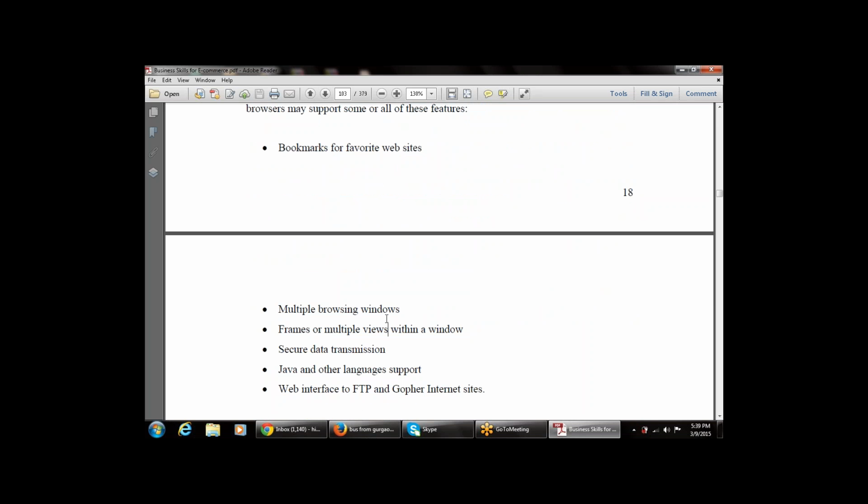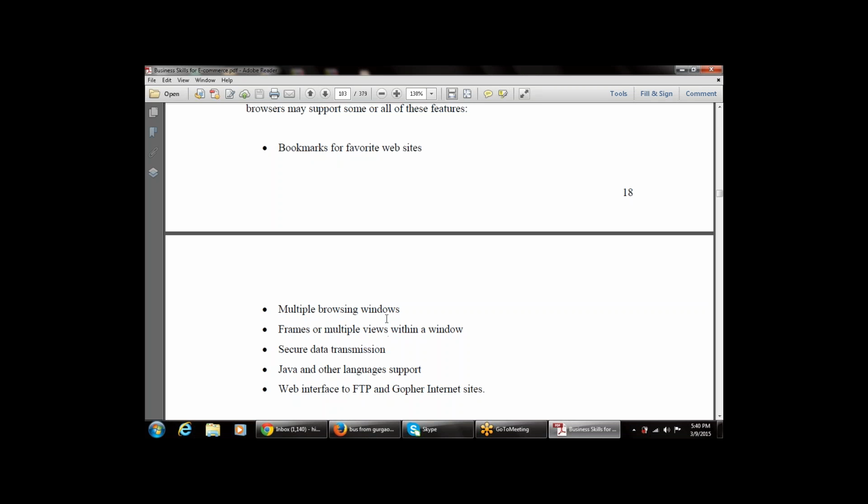Then the next feature, multiple browsing windows. At the same time I can open and browse multiple windows. The next feature is frames or multiple views within a window. That is, with the help of the browser I can view multiple views within the same window. Then secure data transmission.